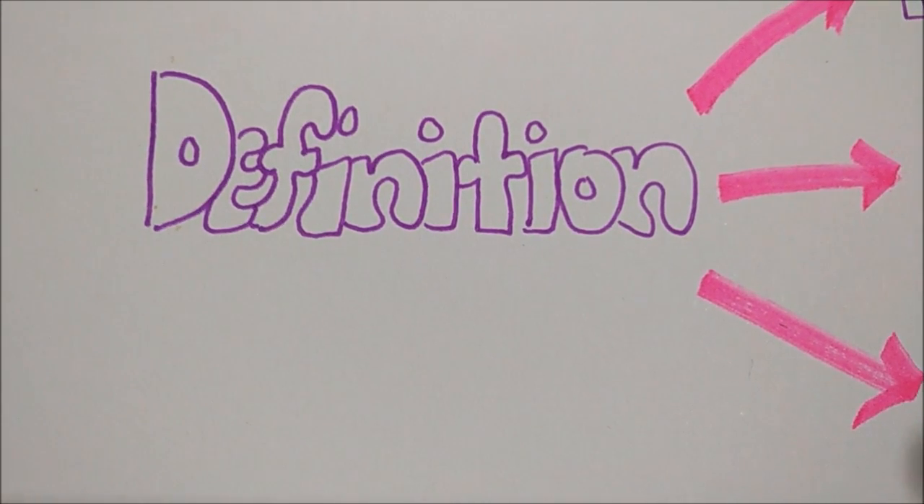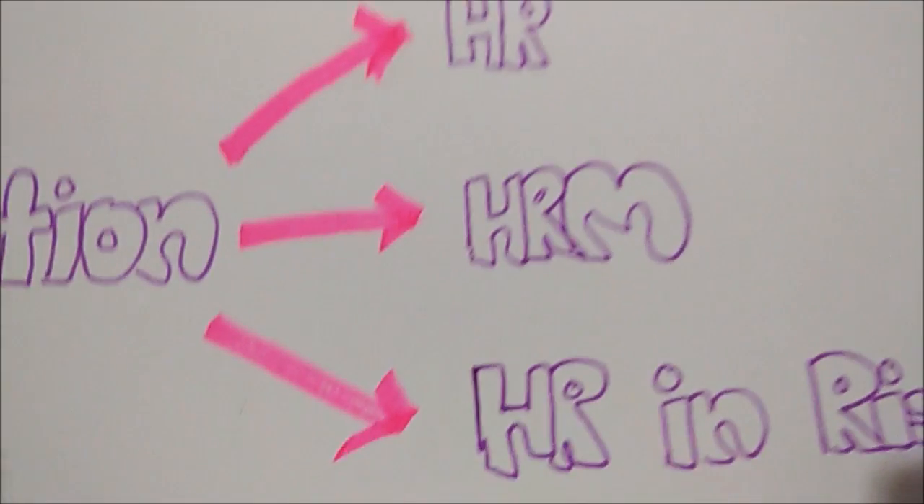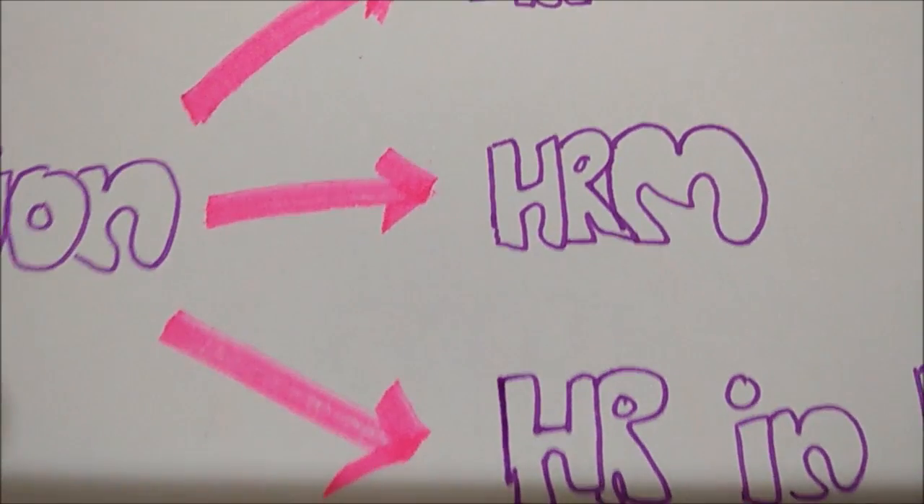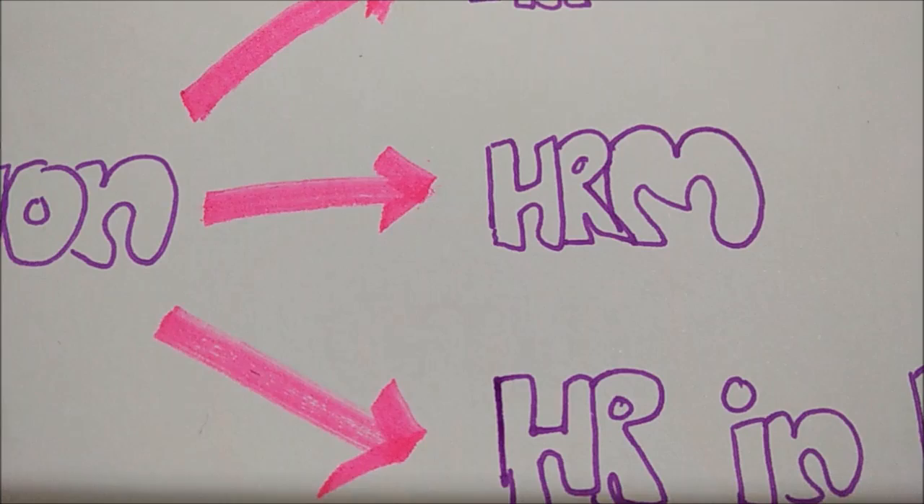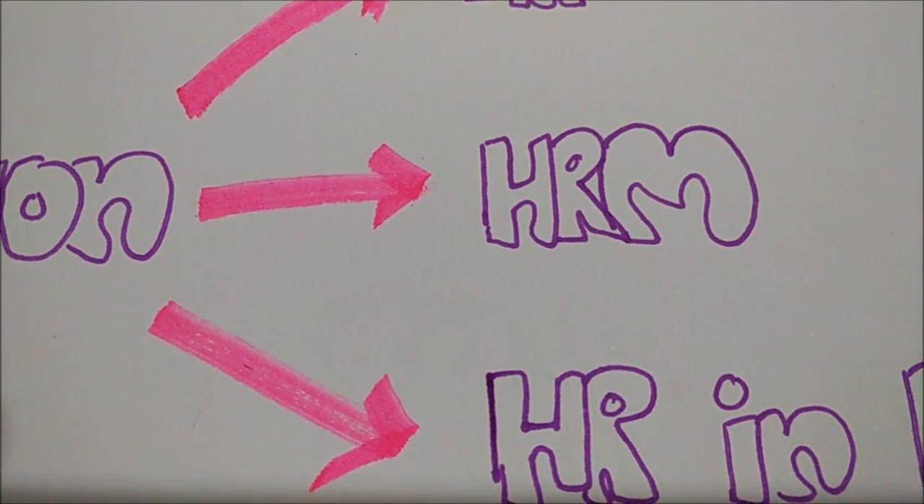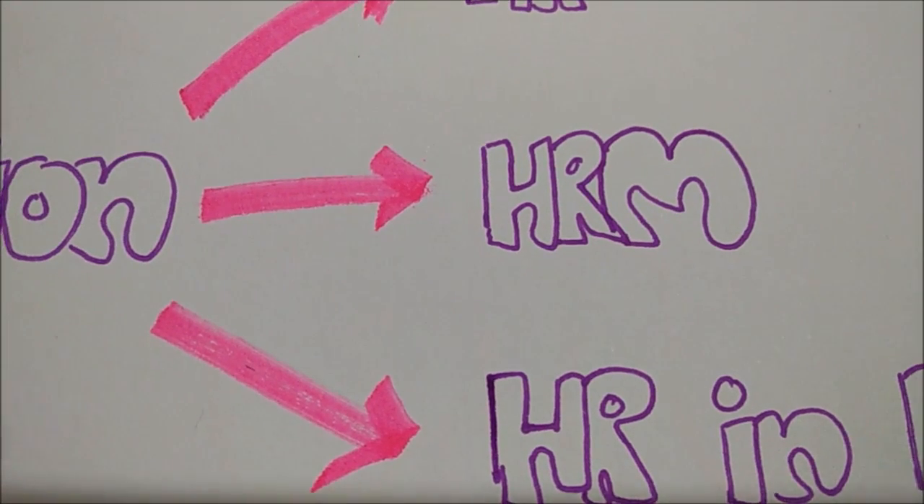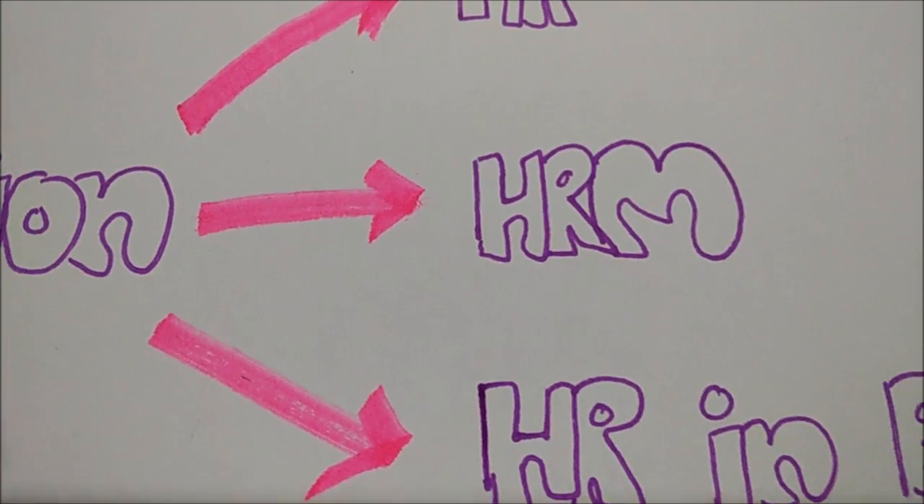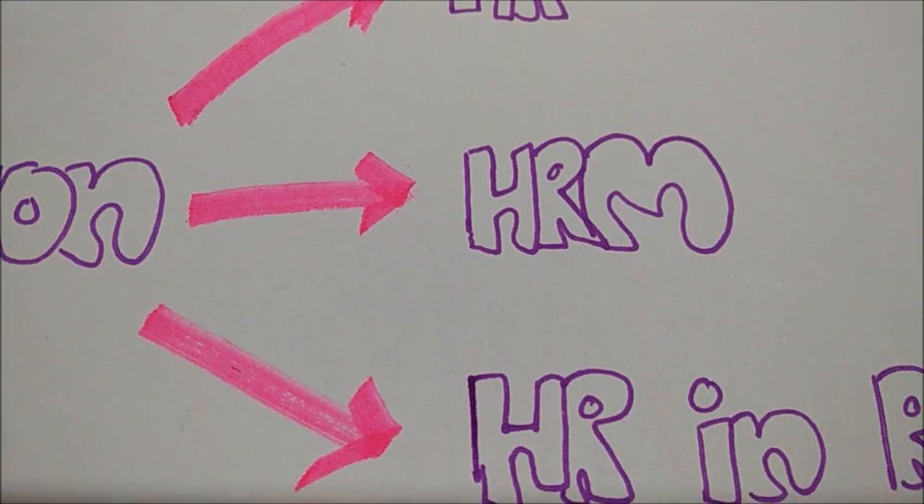The definition of human resources management. Human resources management is the process of organizing, managing, and leading the project team who are assigned responsibilities for completing the project.